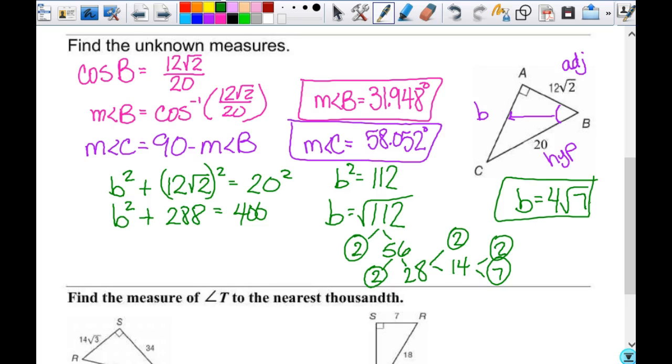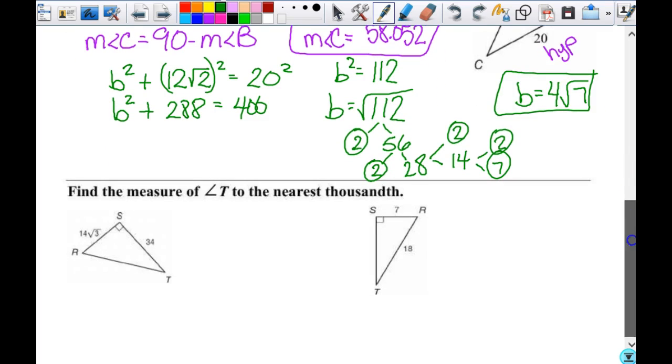Any questions? All right, so I have a couple of others down here. Why don't you just find the measure of these angles, angle T, while I pass out the homework. I'm not sure if I'll have time to do them, but that's all you have to find there. You don't have to find anything else. Should be simple at this point, hopefully.